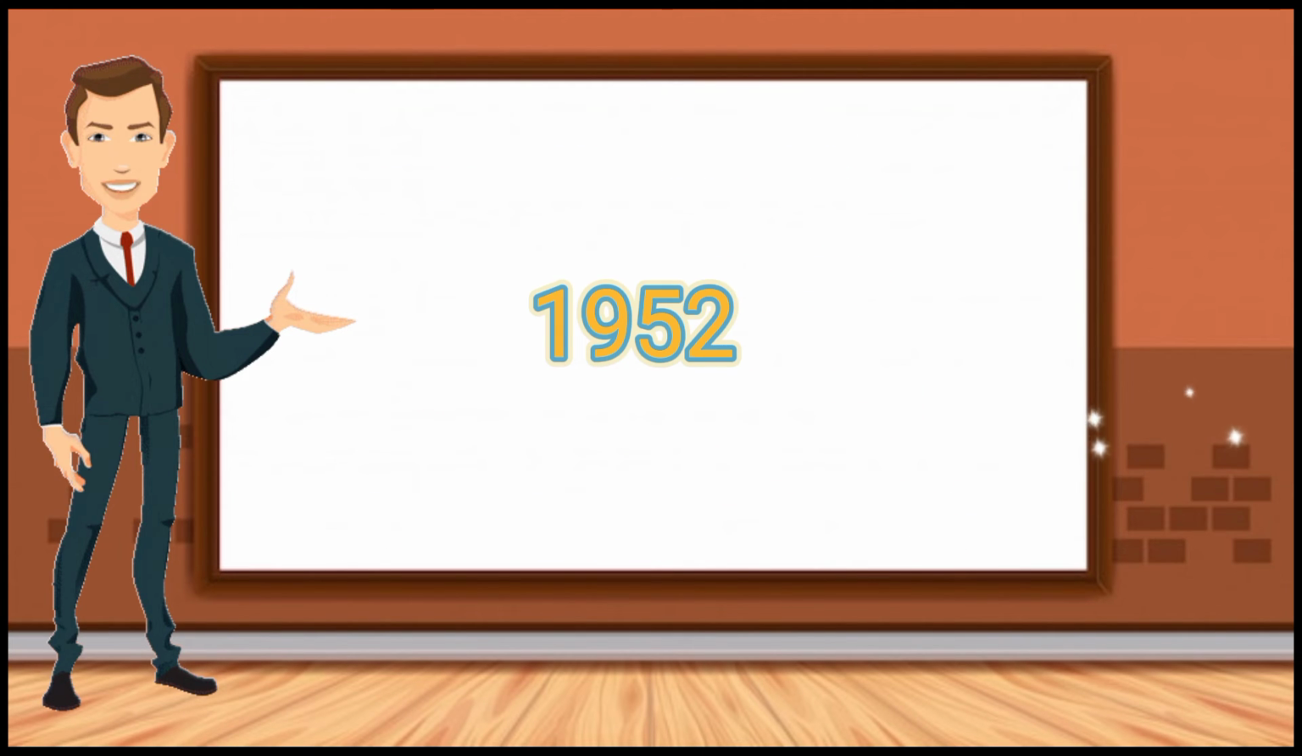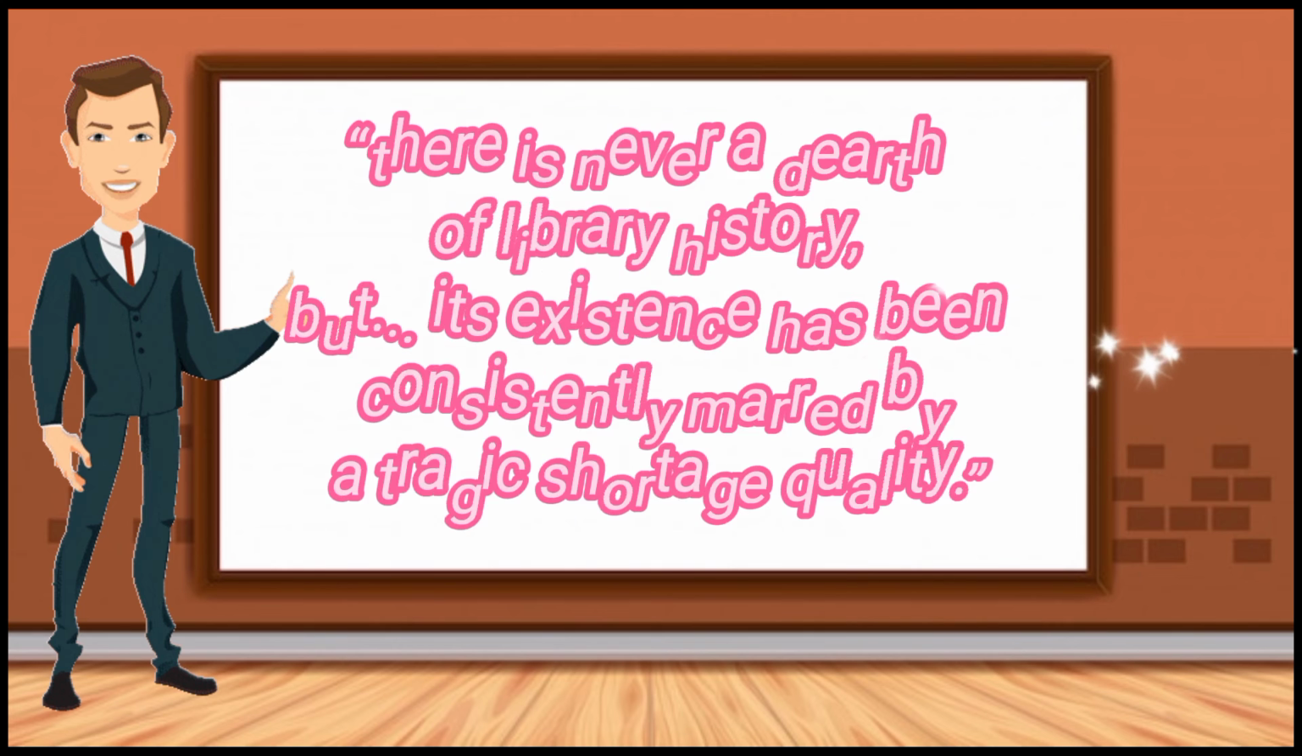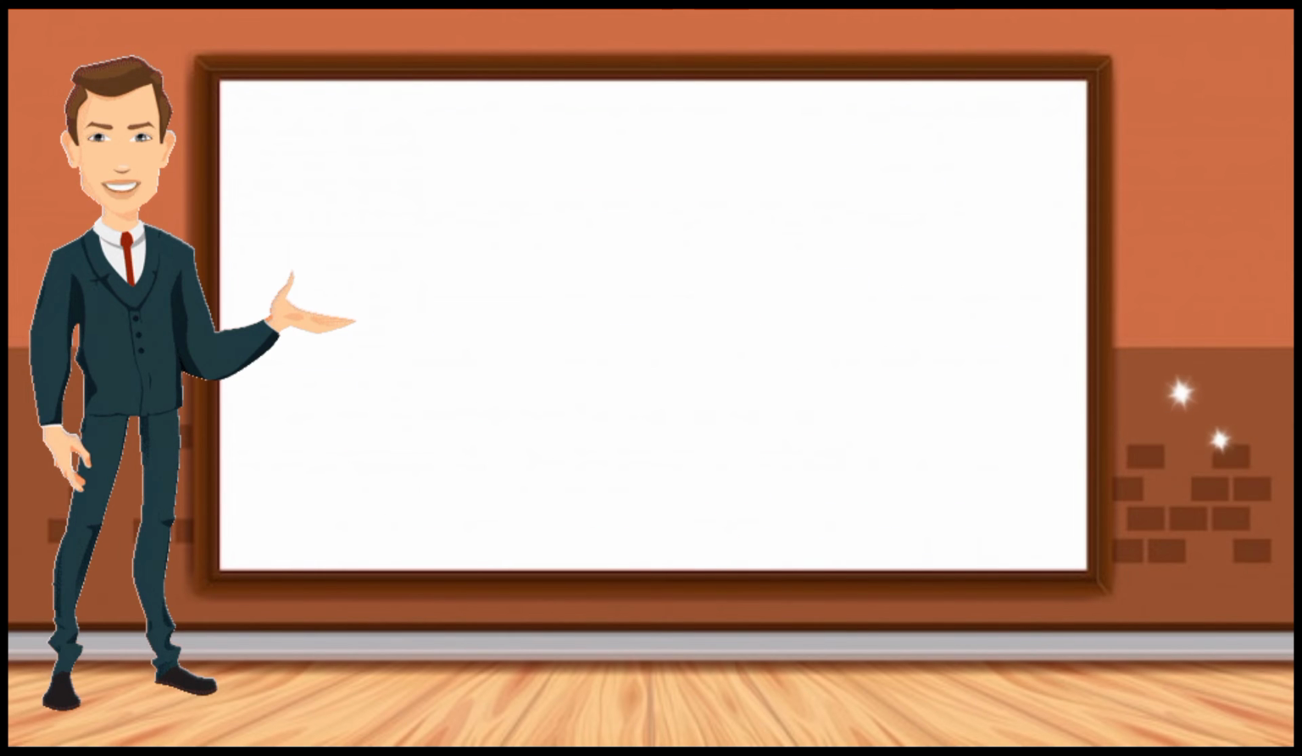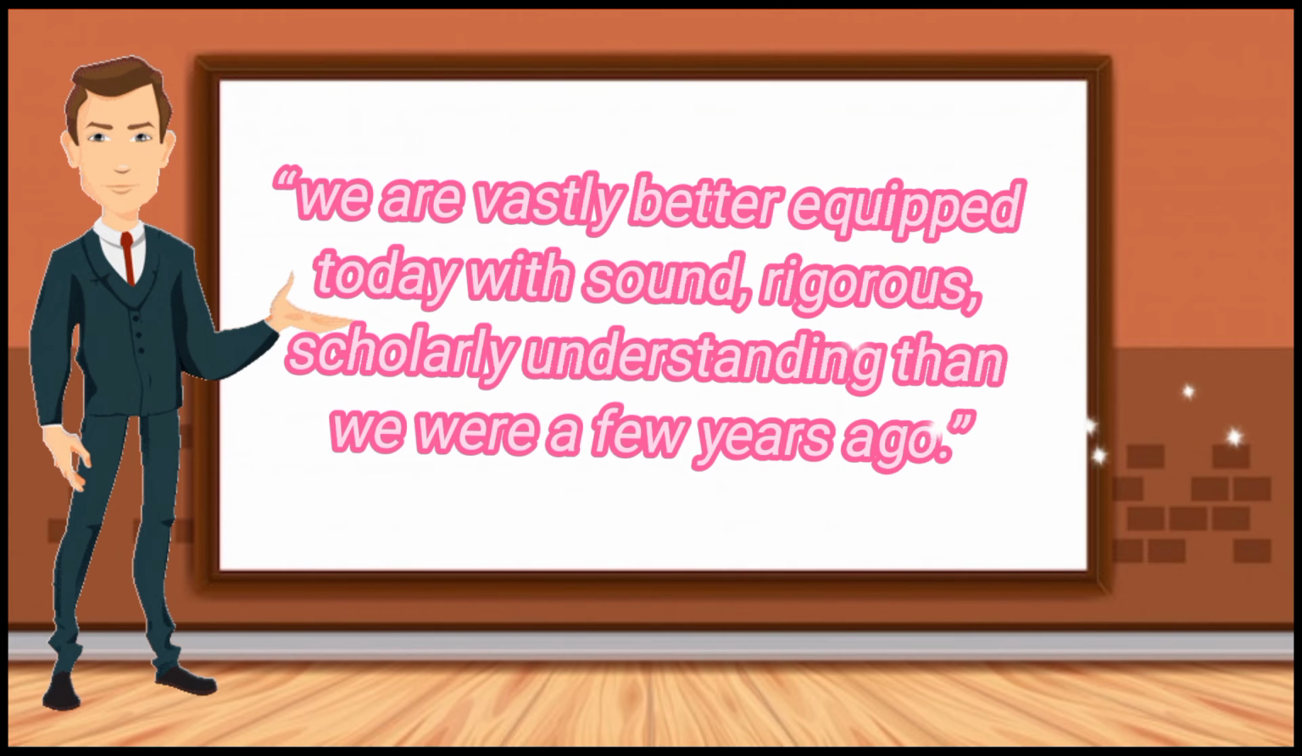In 1952, Shera pointed out that library history had evidenced an excessive preoccupation with antiquarian detail and a provincial point of view. In 1956, Bartlett argued that there is never a dearth of library history, but its existence has been consistently marred by a tragic shortage of quality. As far back as 1978, Kaiser pointed out that we are vastly better equipped today with sound, rigorous, scholarly understanding than we were a few years ago.